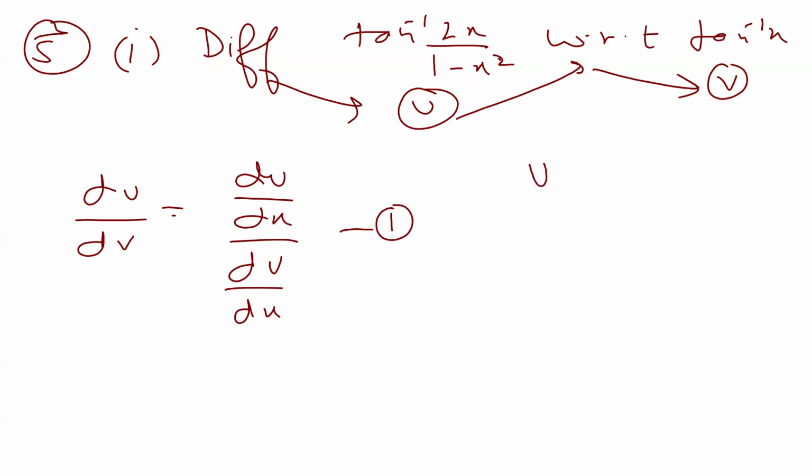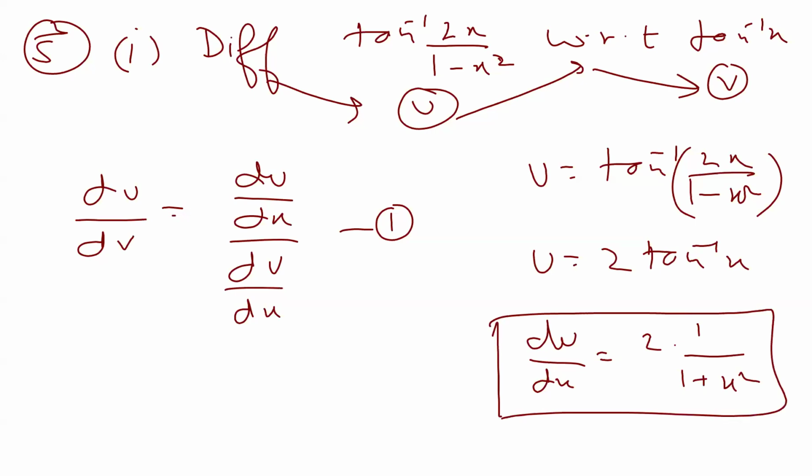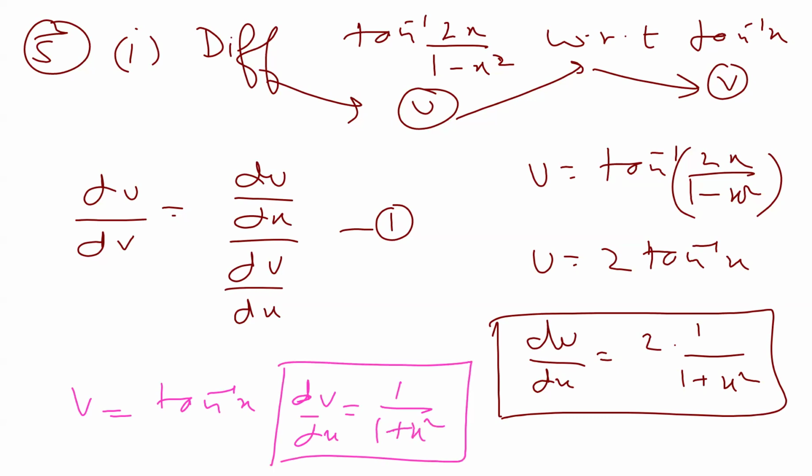Equation number 1. Now u is equal to tan inverse of 2x upon 1 minus x square. Now this is ITF. This is 2 tan inverse x. So du by dx will be 2 into 1 upon 1 plus x square. This is du by dx. V is equal to tan inverse x. So dv by dx is equal to 1 upon 1 plus x square. So both we have got du by dx and dv by dx. Those values will substitute in equation number 1. 1 upon 1 plus x square will get cancelled up and down, and then we are left with only 2.